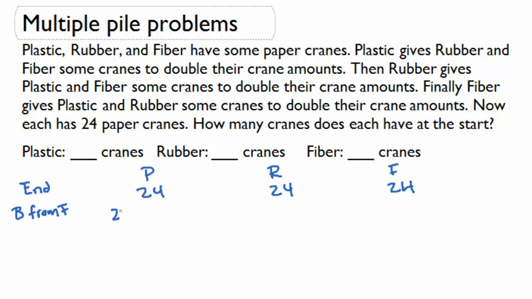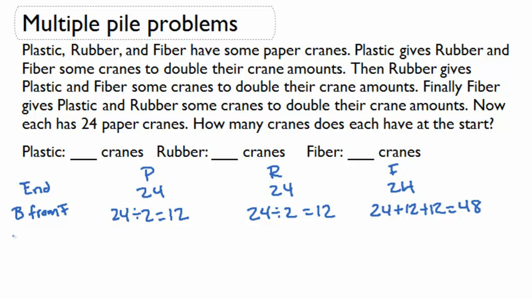So we're going to have 24, and if we're going backwards, we're going to divide by 2 instead of multiplying to see that before this step, he would have had 12. And the same thing for rubber. He would have had 24, we'd divide it by 2, and we'd find that before he doubled it, he would have had 12. Now, if fiber just gave away this many, then he would have had before this step 24 plus 12 plus 12, which would have been a total of 48.